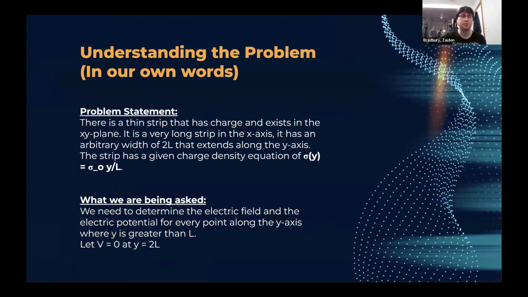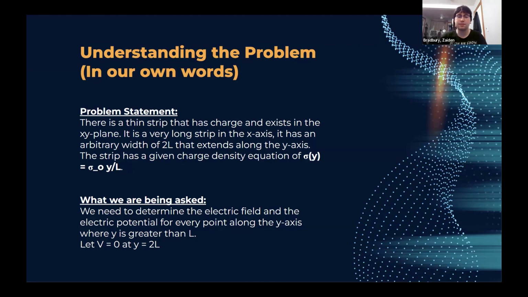So the problem statement goes over as this. There's a thin strip that is charged and it exists in the XY plane. It is a very long strip in the x-axis. It has an arbitrary width of 2L that extends along the y-axis. And the strip has a given charge density equation: sigma of y equals sigma naught y over L.